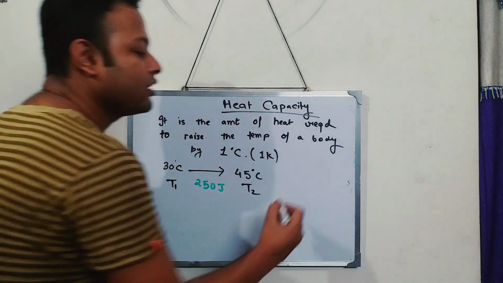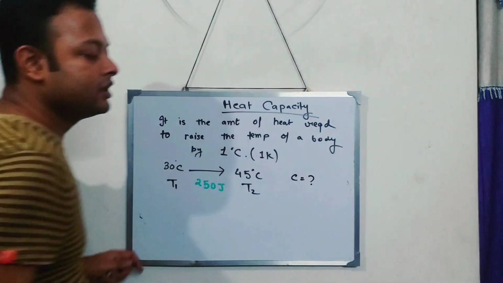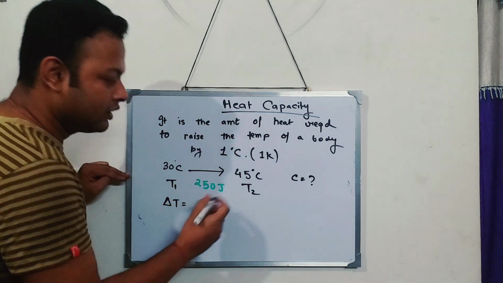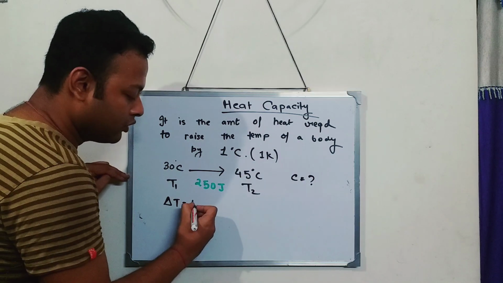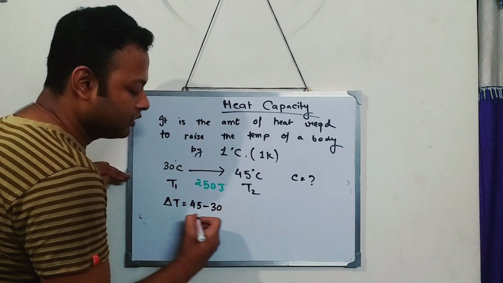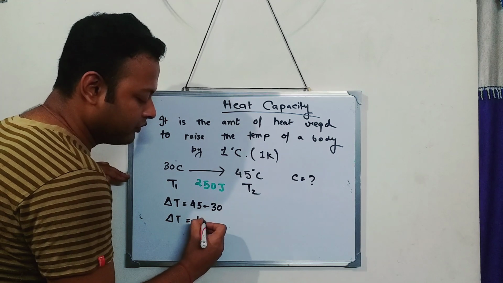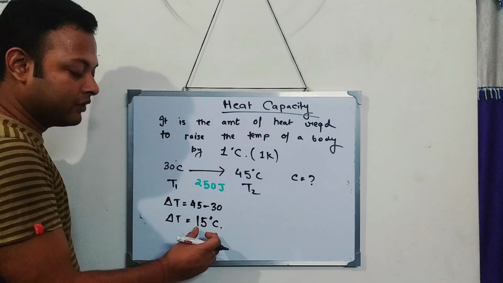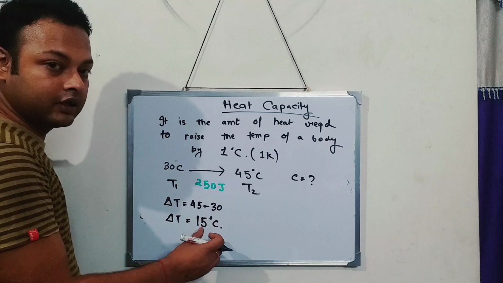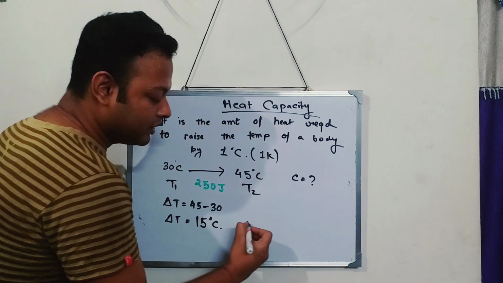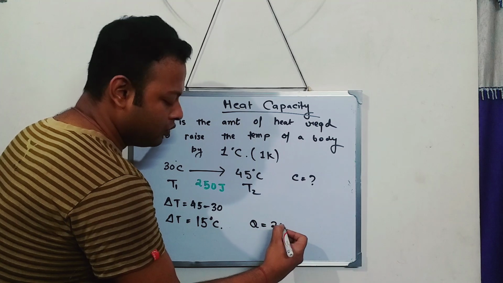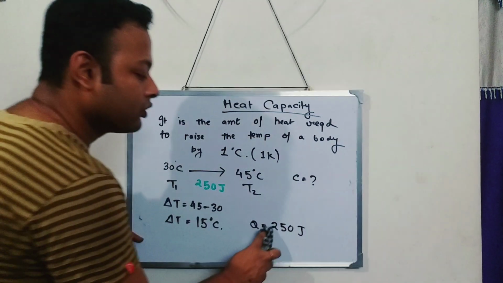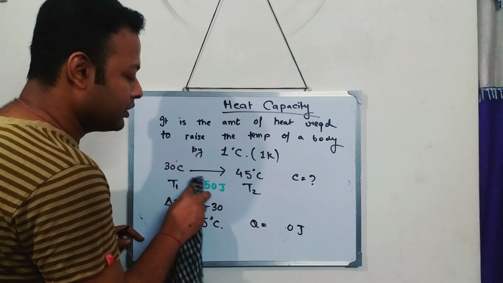So what is the heat capacity? My question is to find the value of C. C represents heat capacity. Now see, delta T is how much? So it is 45 minus 30. So delta T is equal to 15 degrees centigrade. That is the change of temperature. And to bring a change of temperature of 15 degrees, how much heat should I provide? I should provide a heat of 250 joule. So let's take a different number, because this 250 won't cancel quite easily. Let's take a different number.